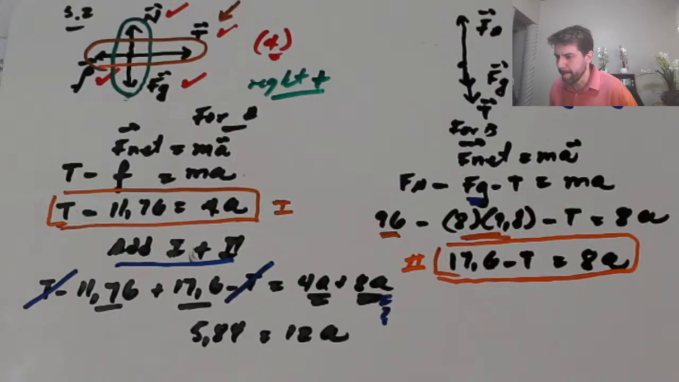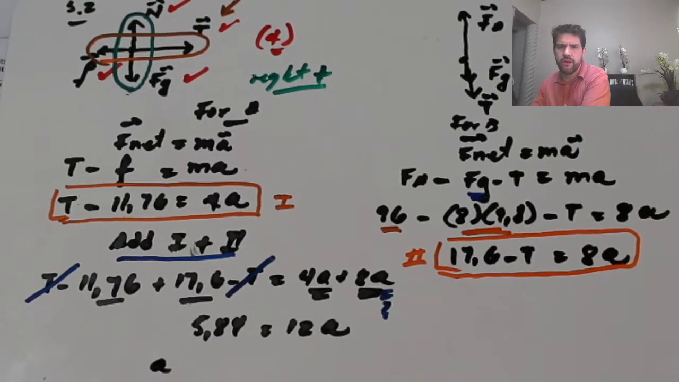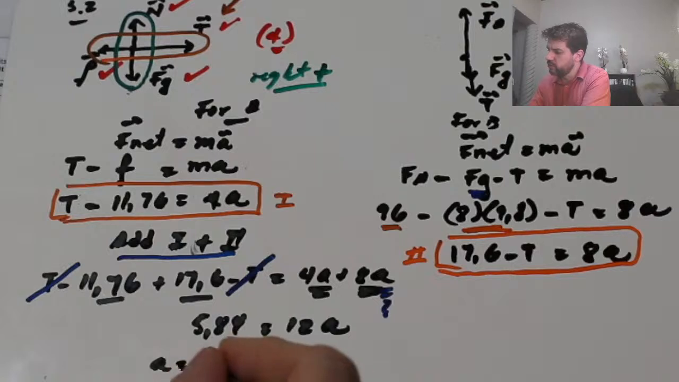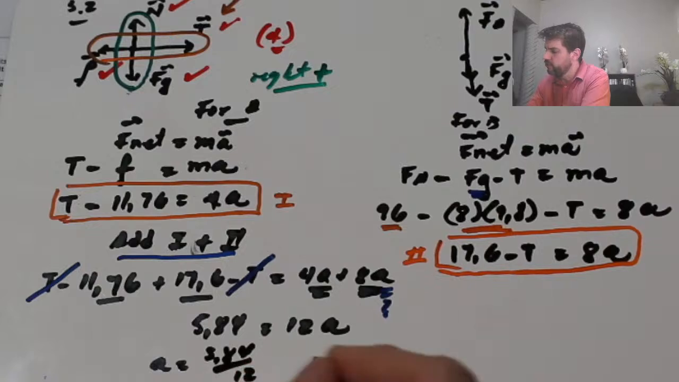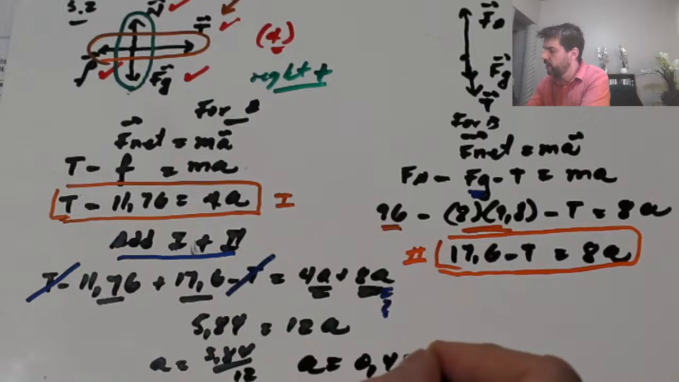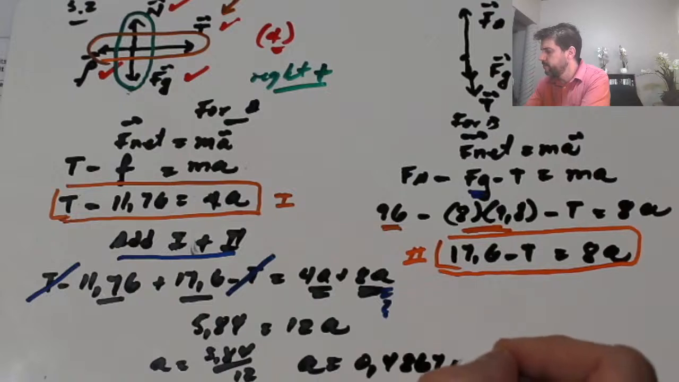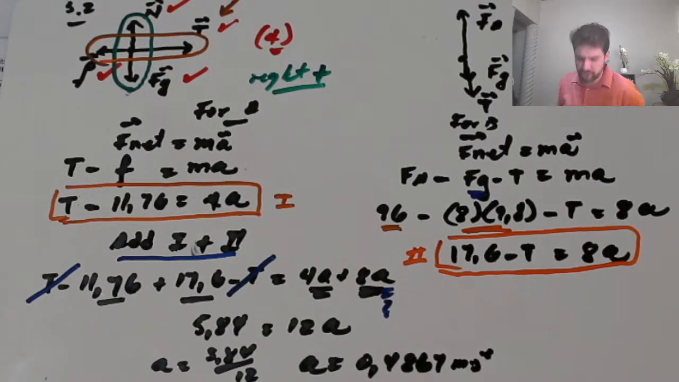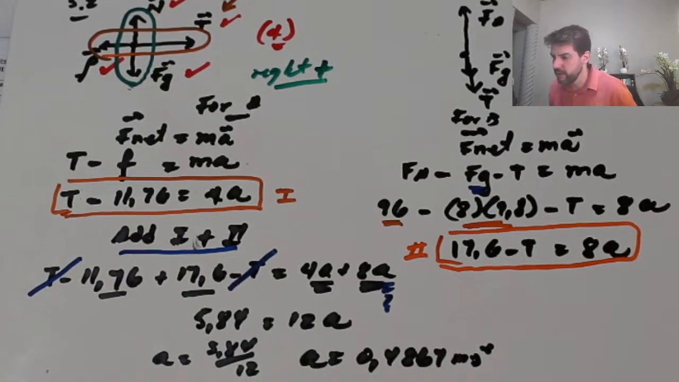Okay. So now we're calculating a. All right. So a here is going to be equal to, let's move it a little bit up. There we go. A is equal to 5,84 divided by 12. You get that a is equal to 0,4867 meters per second square. There we go. That is the acceleration. Okay, I hope you get that answer.